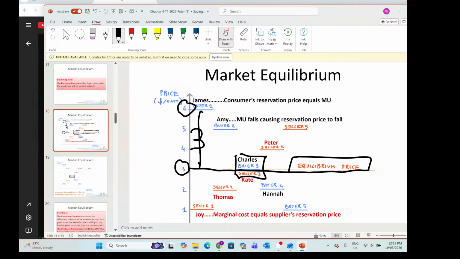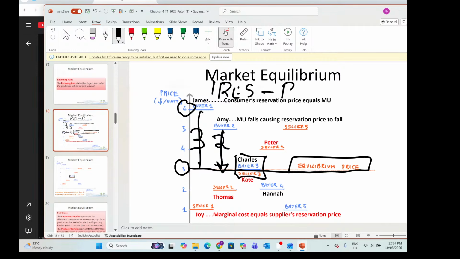And then the second buyer, which is Amy, she was prepared to pay 5, but she actually paid 3 as well. So the difference between her reservation price and her price is called her consumer surplus. So we're going to look at, when we move slides, what is the reservation price minus the price?